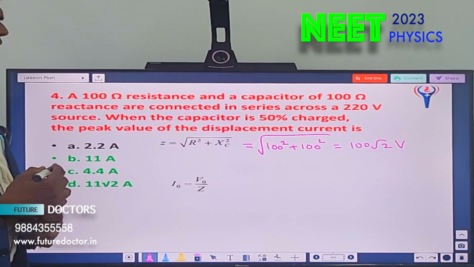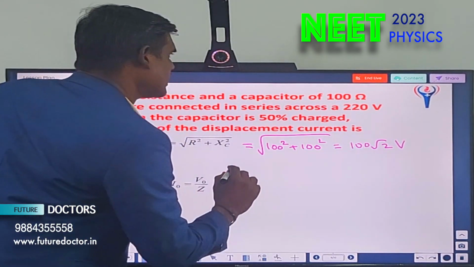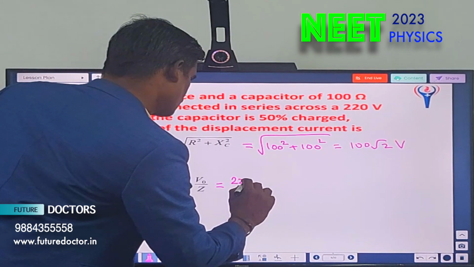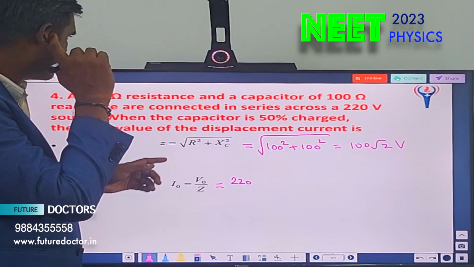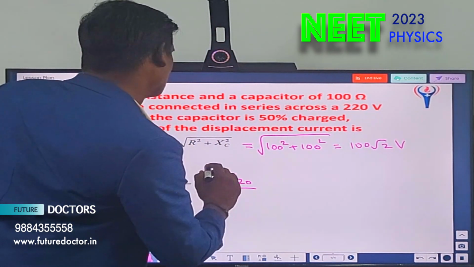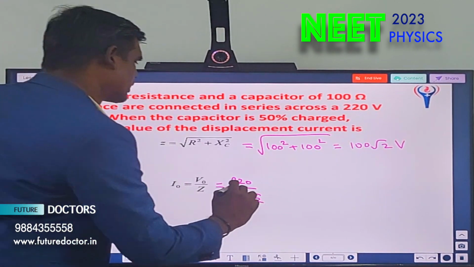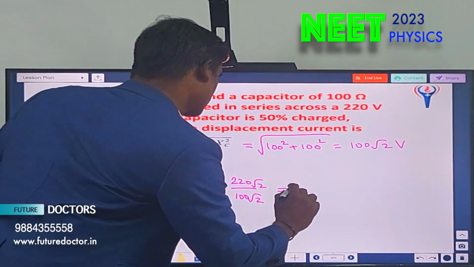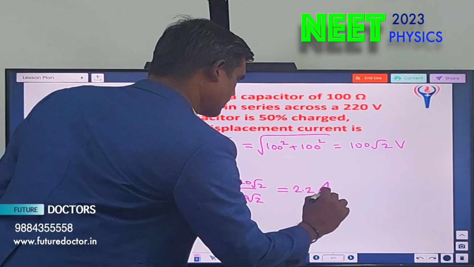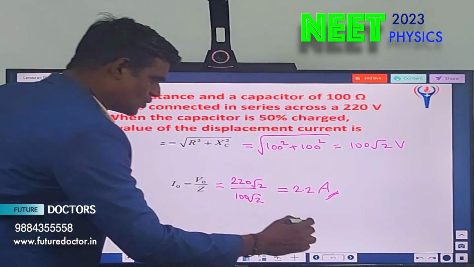And you want to find the displacement current. Displacement current I naught equal to V naught by Z. And V naught is given 220. So 220 by Z. What's the value of Z? 100 root 2. And V naught is 220 root 2. Then it gives 2.2 ampere. That is option A. Option A is the correct answer. Let's move to question number 5.